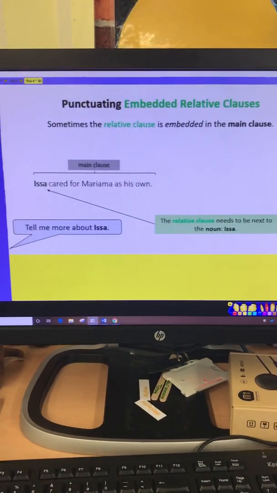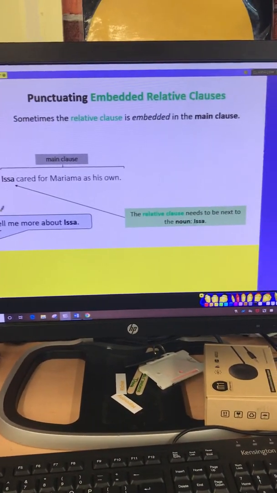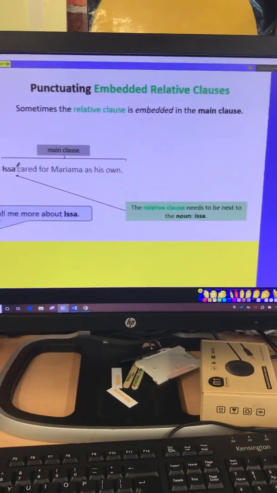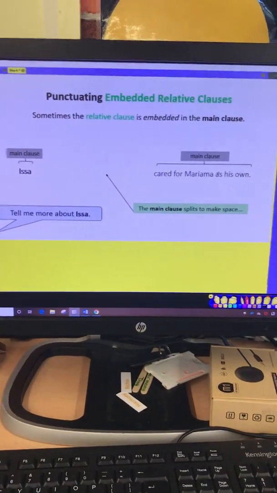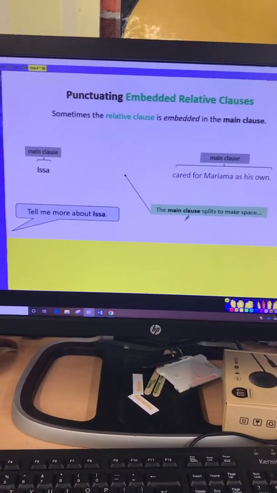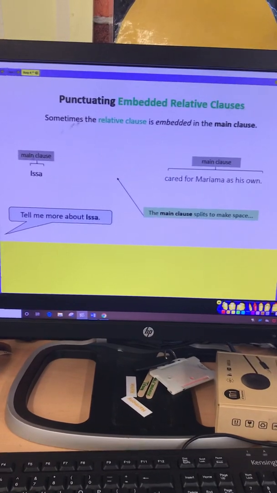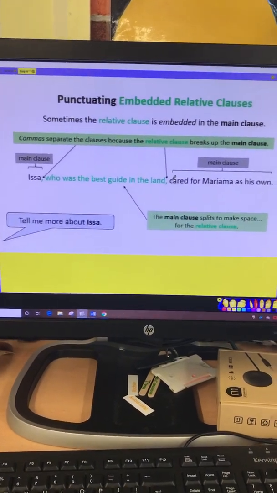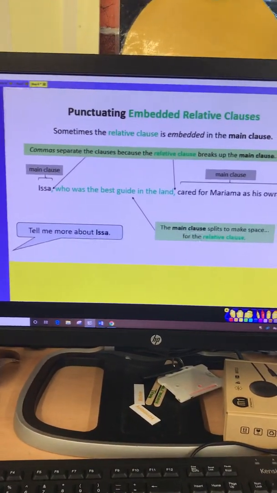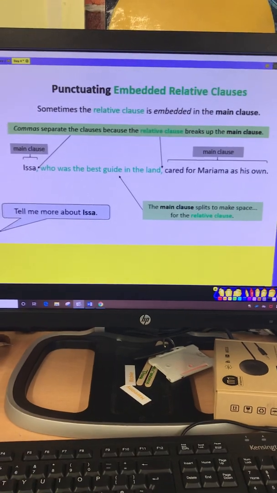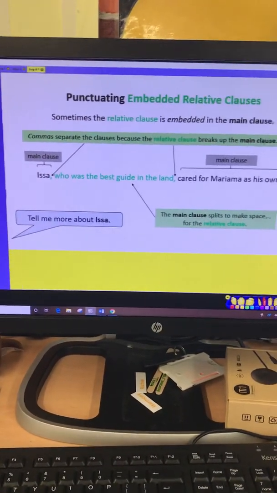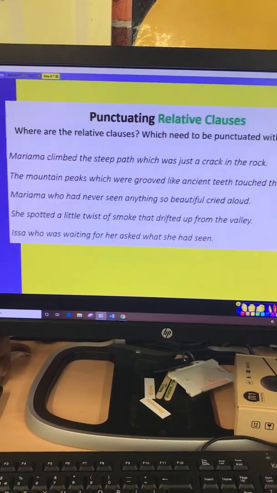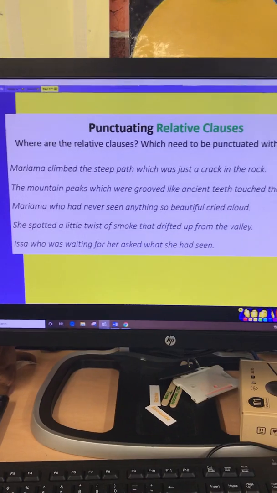Okay, so we want to know more about Isa. The relative clause needs to be next to Isa. Okay, Isa cared for Mariama as his own. We need the relative clause to go here. So the main clause splits to make space. It's still all our main clause, it's just that we've split it. Okay, and we use commas to separate the clauses because the relative clause has broken up the main clause. So the sentence is now: Isa, who was the best guide in the land, cared for Mariama as his own. Okay, so have a go at doing this.